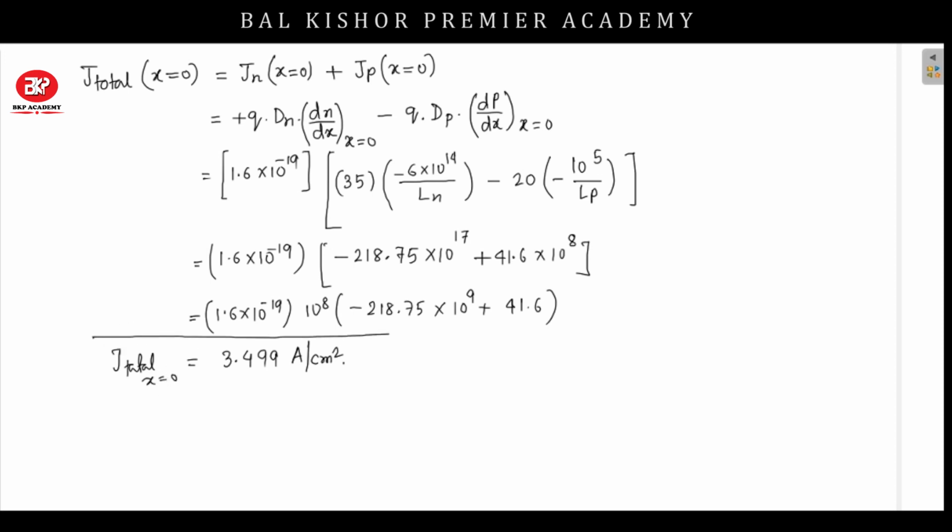So in this way we can calculate the value of the diffusion current due to both electrons and holes at this point. So this was the numerical related to the diffusion current. Now this is all about the numerical. We will see other numericals in the upcoming questions, and we will see more numericals in the upcoming videos.